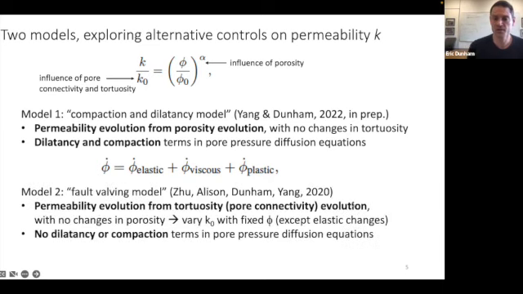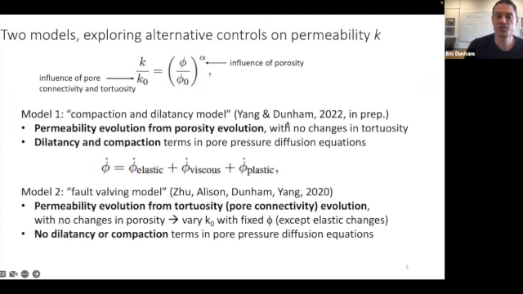And then the second model, which has been mentioned already, and Luca, it looks like, is exploring some version of this, led to fault valving, and this has been published for a couple of years. In that case, we focus on the other end member where permeability evolution came from changes in tortuosity, or basically this K naught, we call it K star parameter in that paper, with phi fixed, the porosity fixed. Well, we did account for elastic changes in porosity. And there's no dilatancy or compaction in that study.